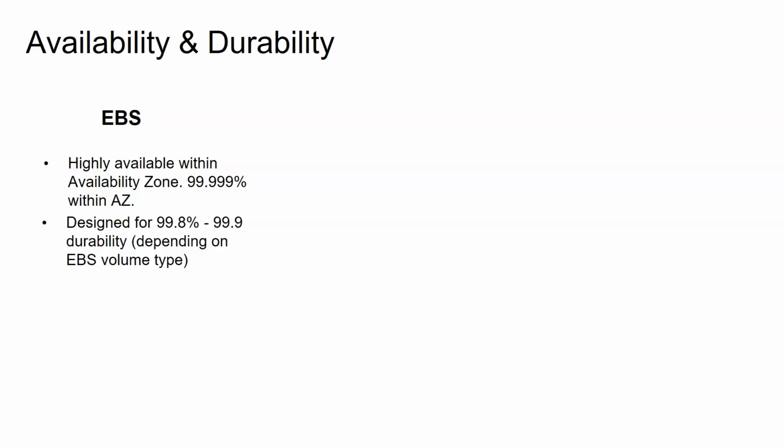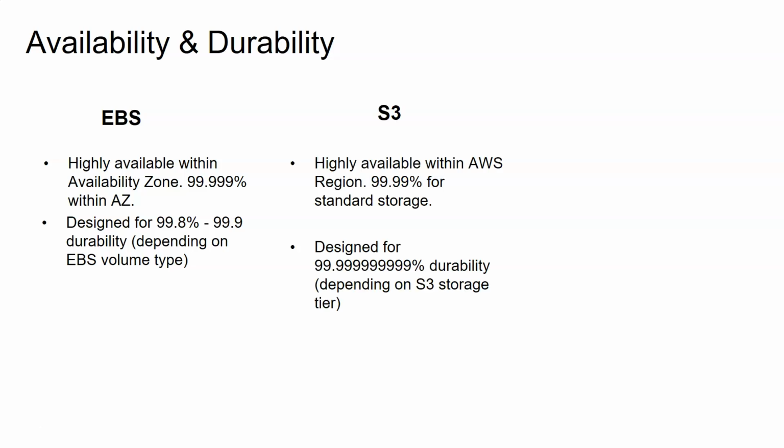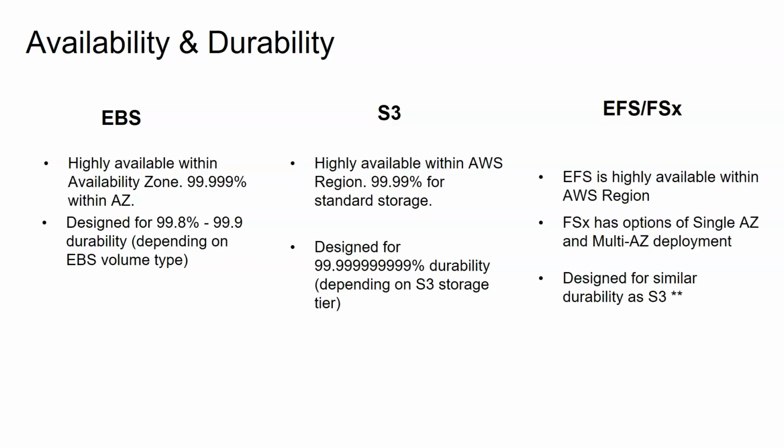Now there are multiple volume types like GP2, IO1, IO2, but we'll talk about that maybe in the EBS session separately. Now S3 provides you availability of 4 nines, 99.99% for standard storage, and it changes depending on the storage classes of S3. We are not going there. And it is designed for 11 9s of durability. Again, that depends on your S3 storage tier. There are different tiers, but that's the durability it can provide.